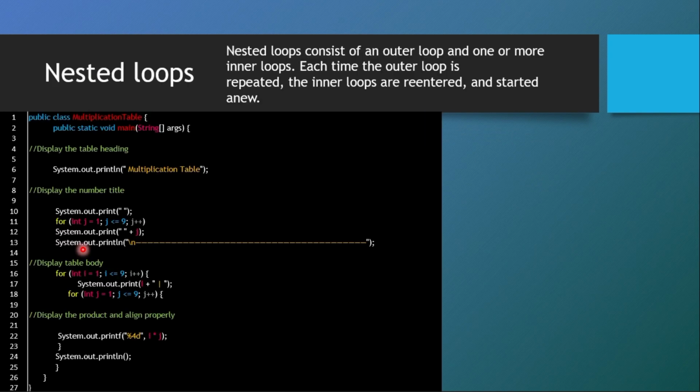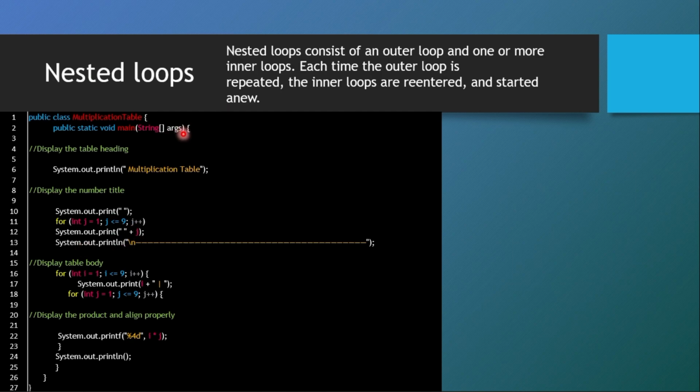So here's an example of nested loops, right? Like I said, nested is just something within something within something. So nested loops consist of an outer loop and one or more inner loops, right? Each time an outer loop is repeated, the inner loops are re-entered and started anew. So we have this type of program here.